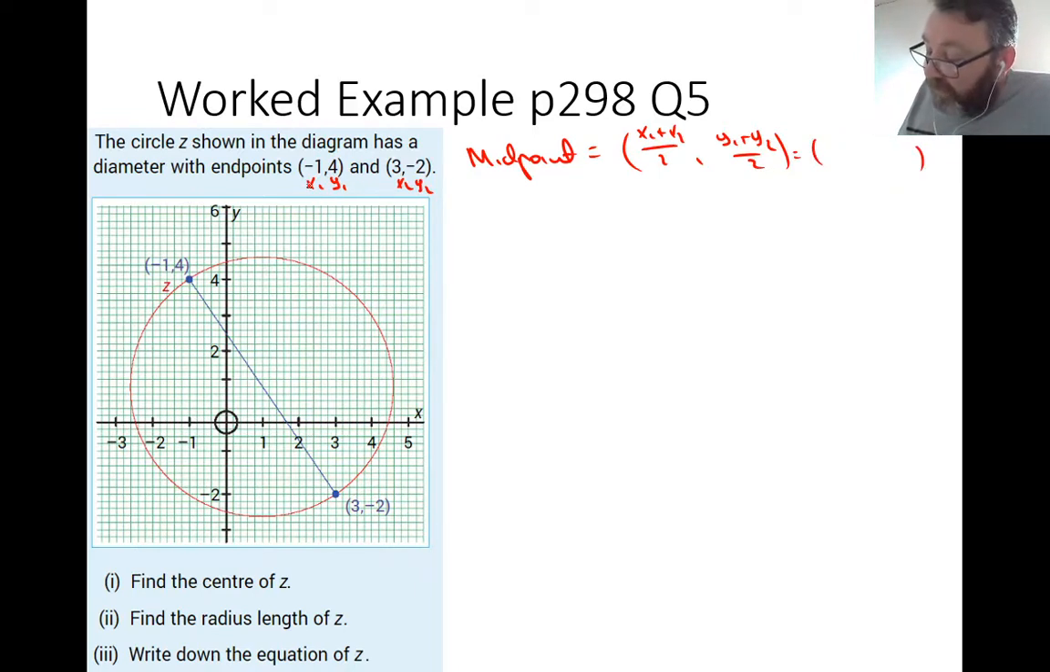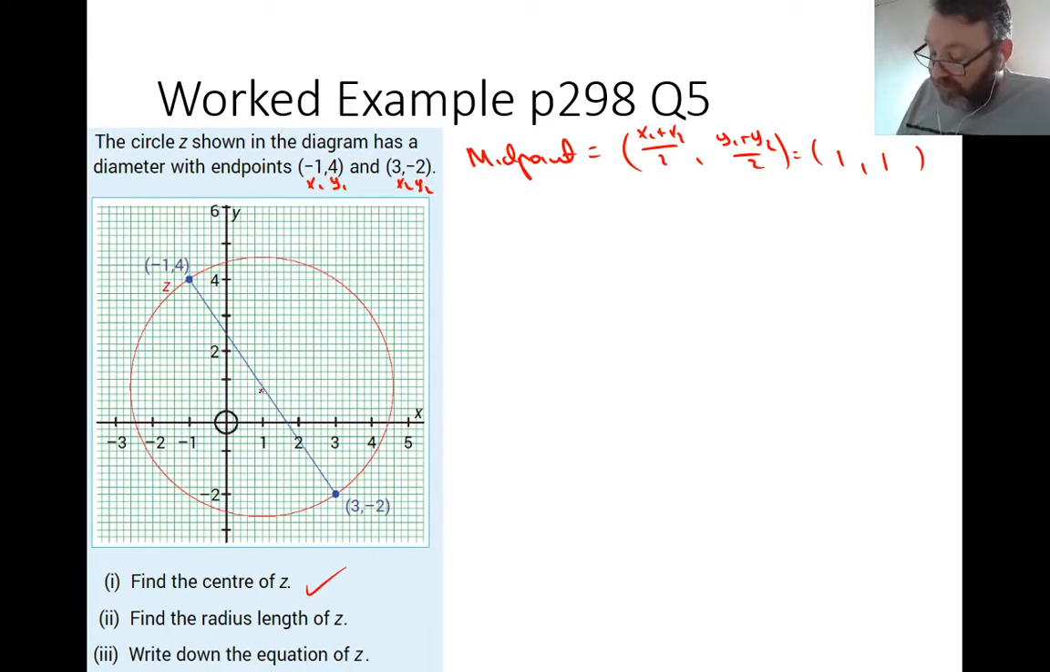We get, add the x's together. Minus 1 plus 3, that's 2. 2 over 2 is 1. And then here, 4 minus 2 is 2, divided by 2 is 1. So (1, 1) appears to be the centre, and let's see if that's correct. So there's 1, and then 1 would be around here somewhere. Yeah, it appears that's exactly where it is, (1, 1). I'm just going to check that again. Minus 1 plus 3 is 2, divided by 2, and 4 minus 2 is 2. Yeah, (1, 1), that's the centre. Done.